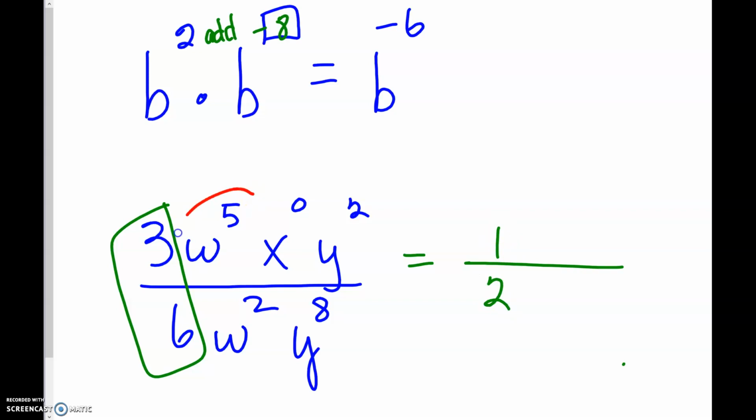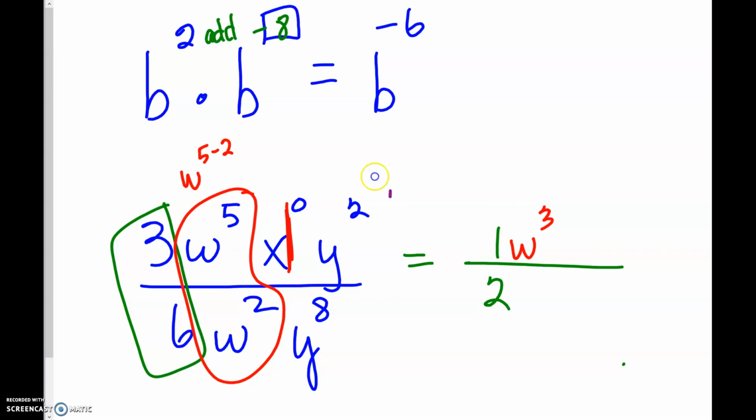When I look at my w's here, I have 5 on top, 2 on the bottom. So that's going to be 5 minus 2, so I end up with w to the 3rd on the top. What is x to the 0? Well, x to the 0 is just 1. So 1 times 1 is just going to be 1.